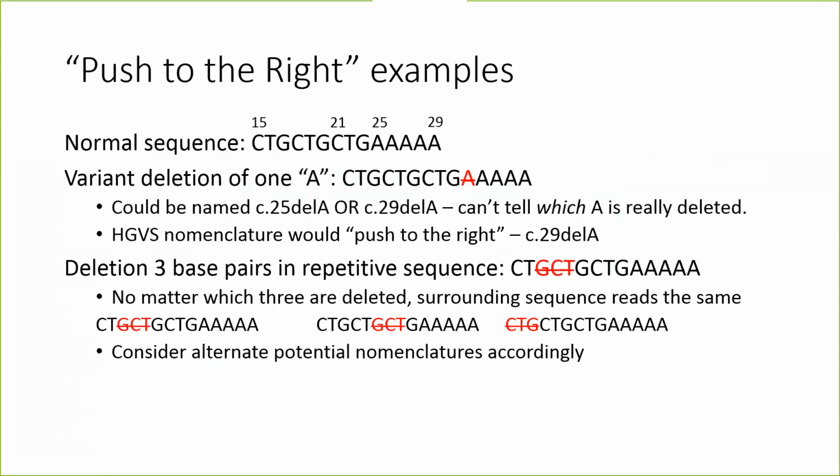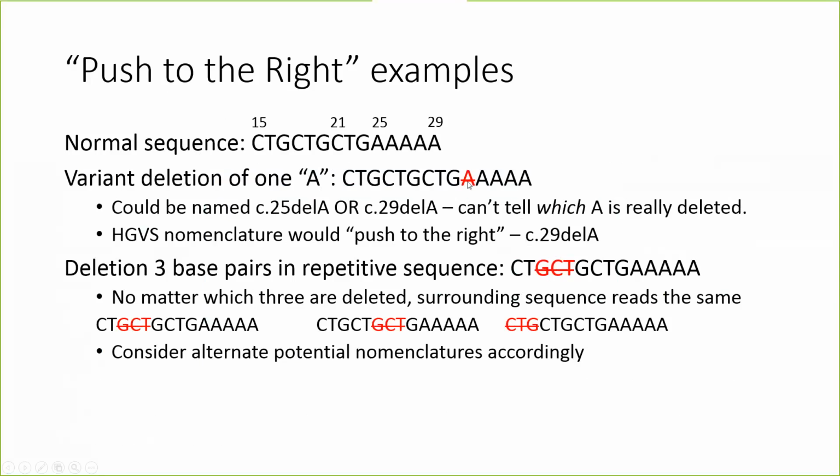Now I want to talk you through a couple examples of push to the right. Push to the right means that you have a normal sequence that includes some repetitive regions. I've invented a sequence over here where the numbers at the top refer to the cDNA position. You have a string of CTG repeats followed by a string of A's. Let's say that when the sequencing is happening, they find a deletion of an A. You don't know which A it is. Does it really matter? It doesn't matter whether it's the first one or the last one.